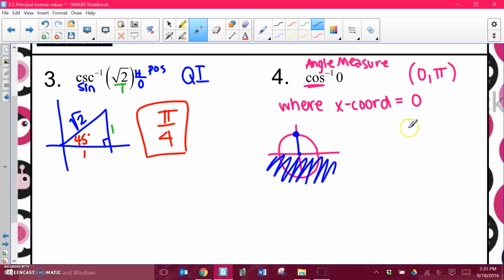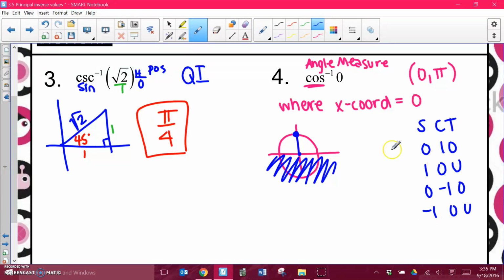The other thing I could do is I could do my OIO chart. O-I-O-I-O-U. Oh, I don't owe you. And then we have 0, pi over 2, pi, and 3 pi over 2. And again, I'm looking for the value within this 0 to pi range. So I can pretty much forget about this when I'm finding the principal inverse values of cosine. So I look here. I have 0, cosine is 0 at pi over 2, so I get the same answer both ways.